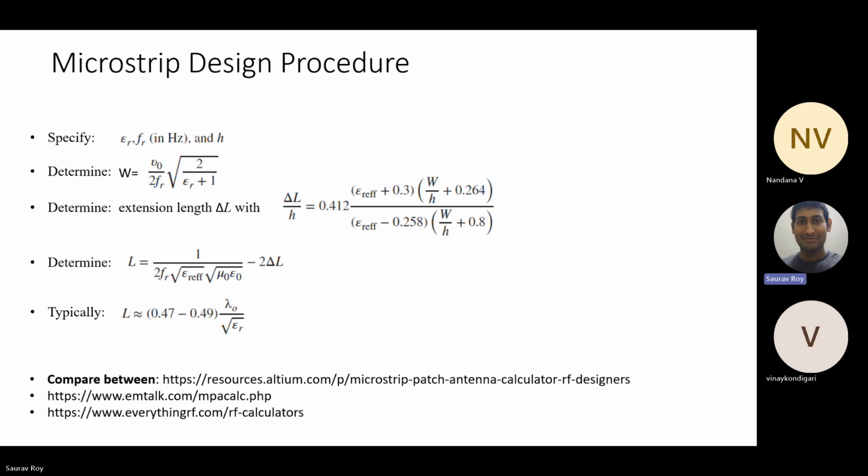You try one thing. Take FR4 as the substrate, with 4.3 dielectric constant, at a frequency of 4 gigahertz, and take the thickness as around 1.5 millimeter. With these three conditions, you start your design. So for that, design a microstrip antenna.